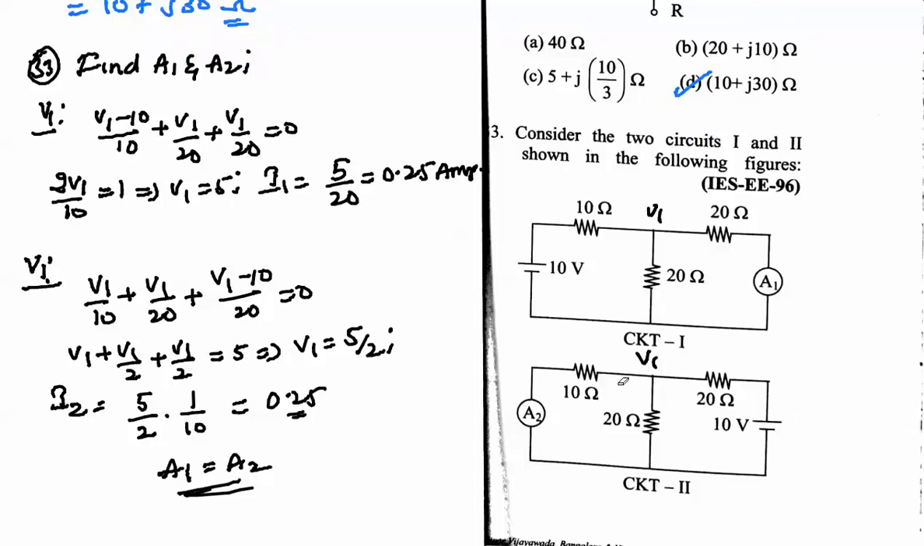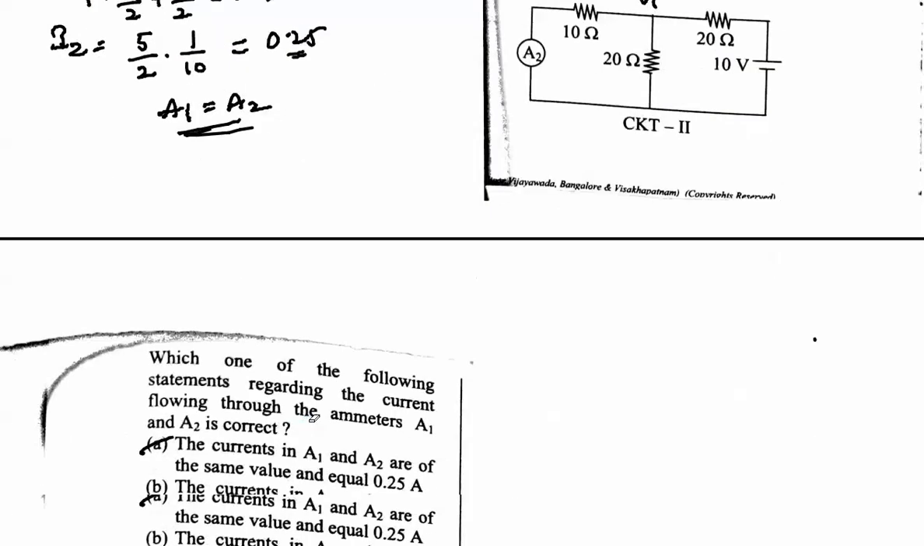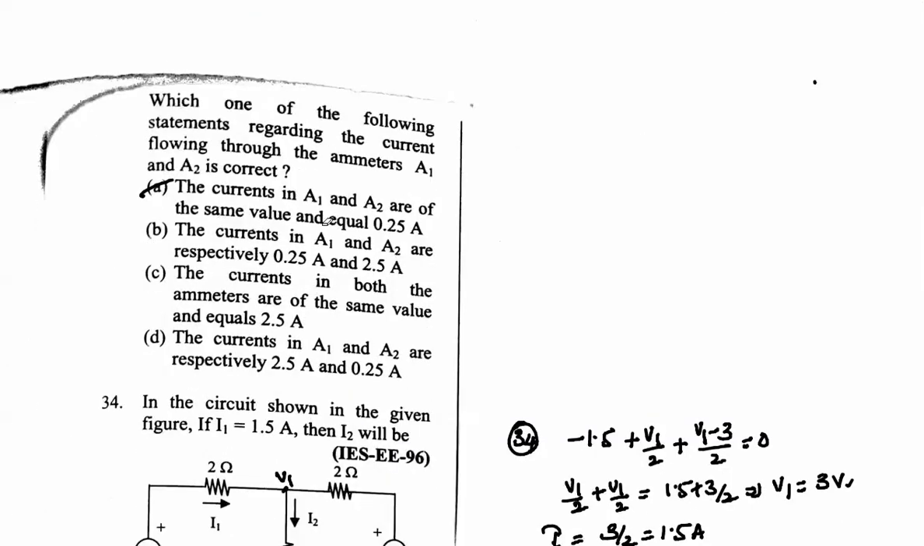Similarly in this circuit, again applying nodal analysis, V1 by 10 plus V1 by 20 plus (V1 minus 10) by 20, you will get the answer for A1. So the solutions are going to be: the currents A1 and A2 are of the same value, equal to 0.25 amps, and the other options are wrong.